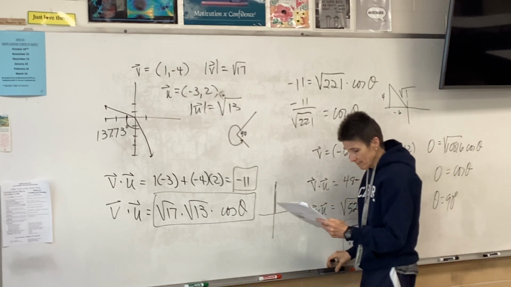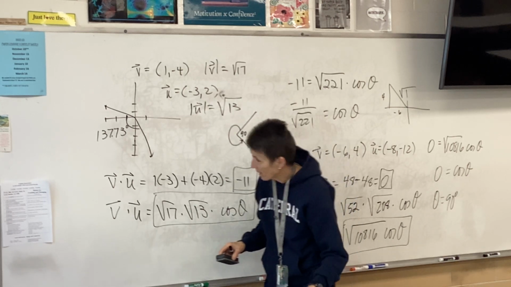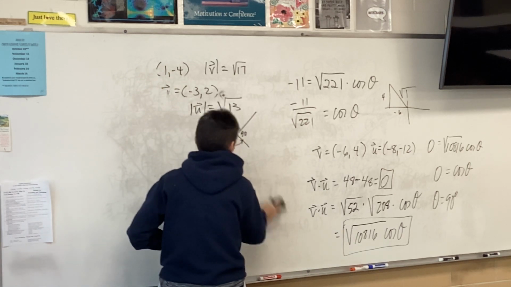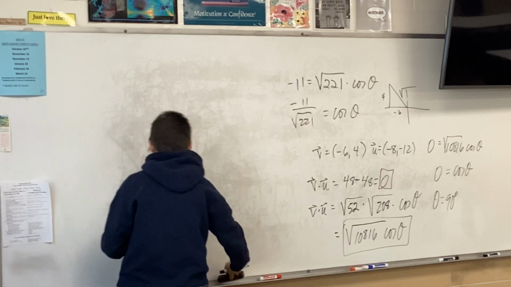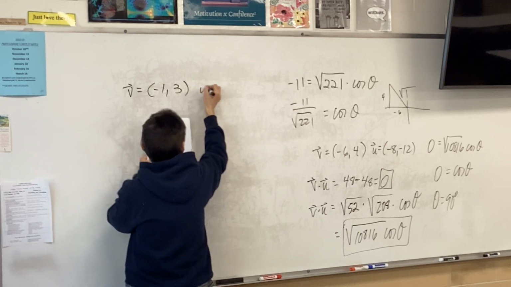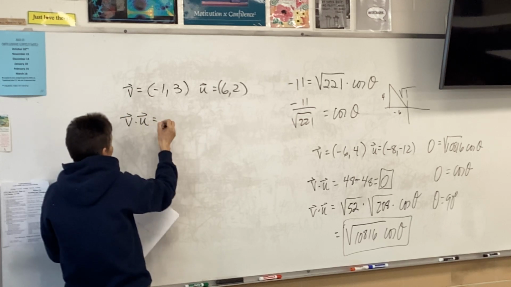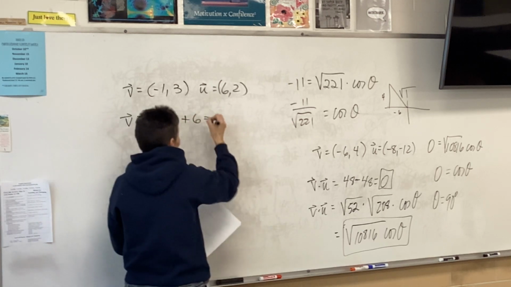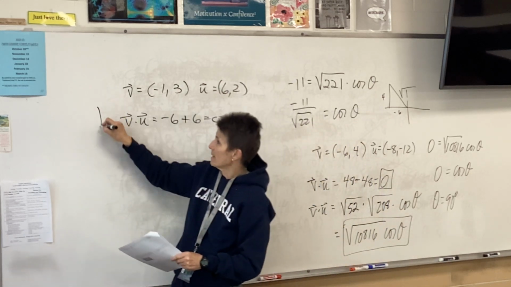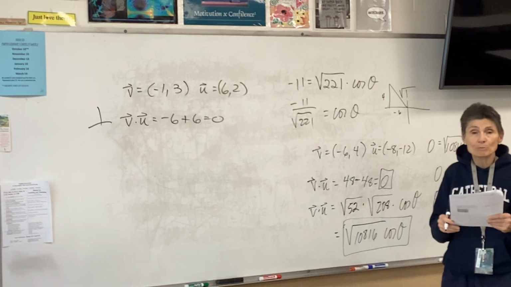All right, so number 3 says, determine whether the following are parallel, orthogonal, or neither. All right, so what do we got? We've got negative 1, 3, and 6, 2. All right, so let's do our dot product first. So our dot product is negative 6 plus 6, 0. Tell me about the pair of vectors in problem A. The pair of vectors in problem A are orthogonal because their dot product came out to be 0.